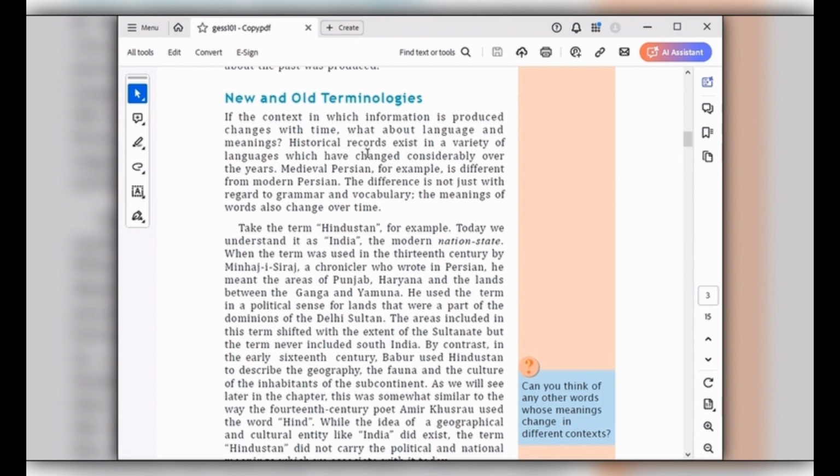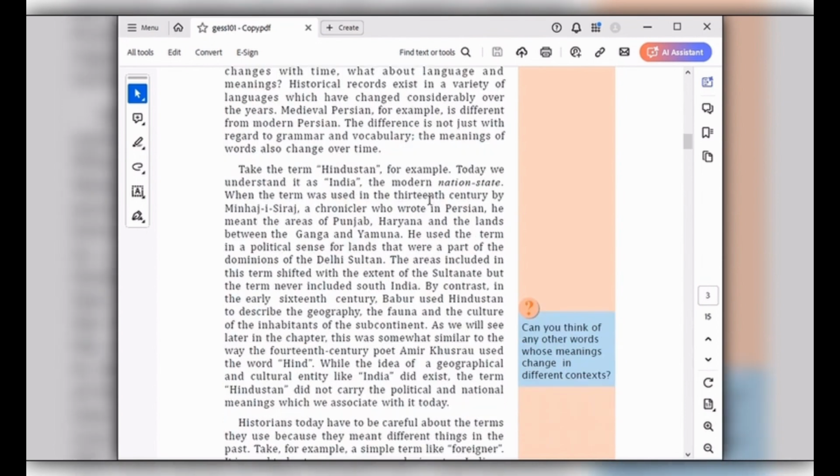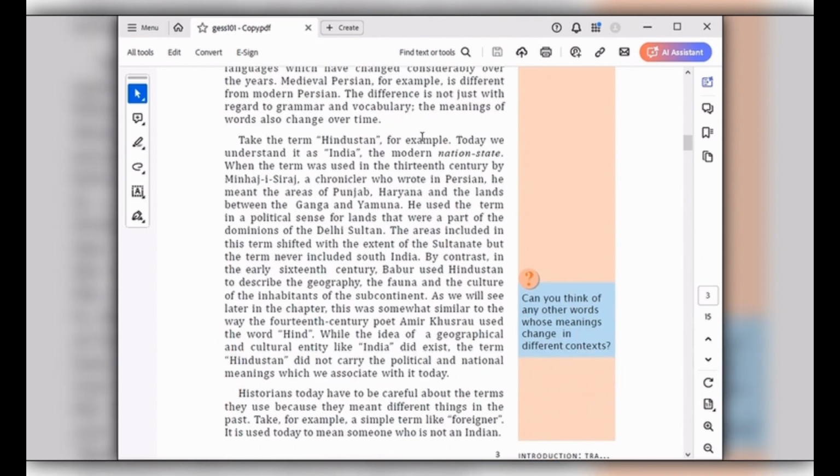Historical records exist in a variety of languages which have changed considerably over the years. Medieval Persian, for example, is different from modern Persian. The difference is not just with regard to grammar and vocabulary. The meanings of words also change over time. Now take the term Hindustan for example. Today we understand it as India, the modern nation state.